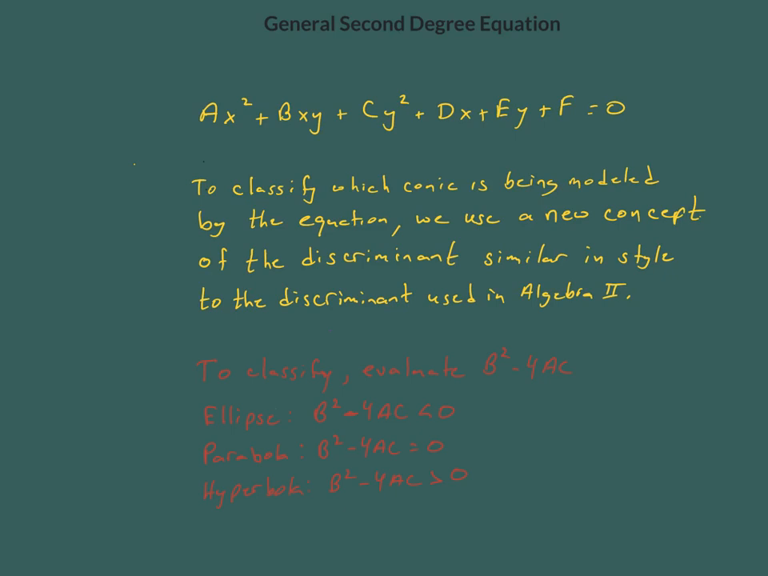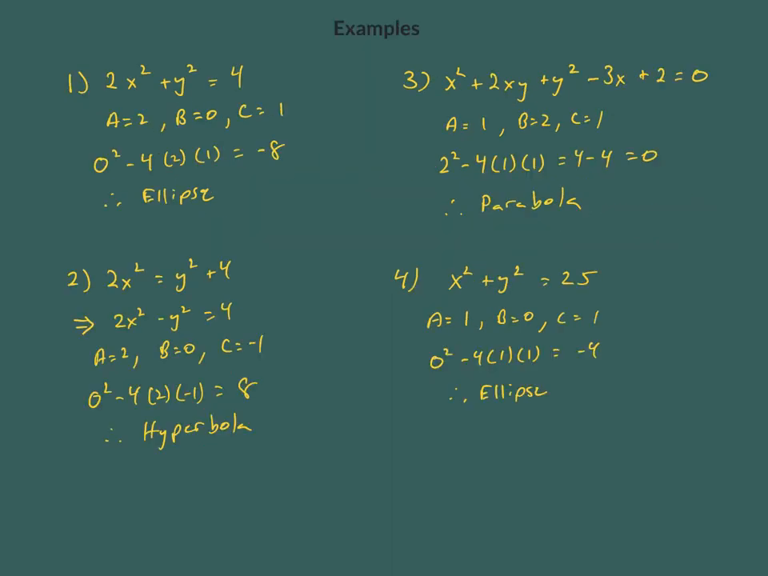Let's take a look at a couple examples. In example 1, we have 2x squared plus y squared equals 4. In this example, a is 2, b is 0, and c is 1. So if I evaluate the discriminant, b squared minus 4 times a times c, I get 0 squared minus 4 times 2 times 1, which gives me negative 8. Since negative 8 is less than 0, I know that this equation represents an ellipse.